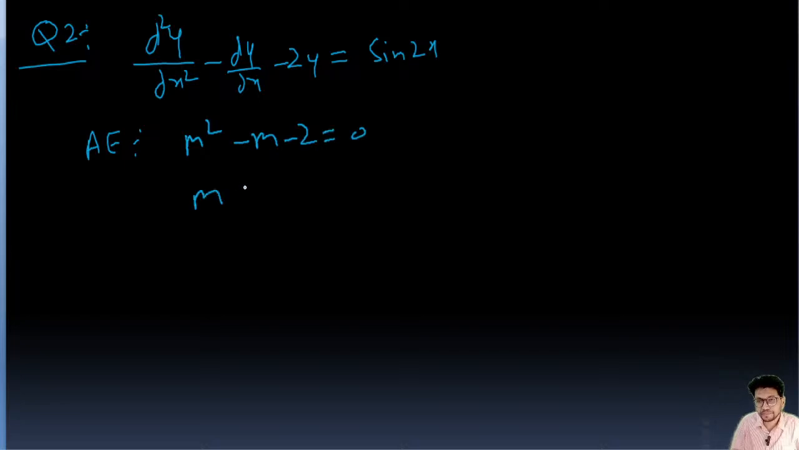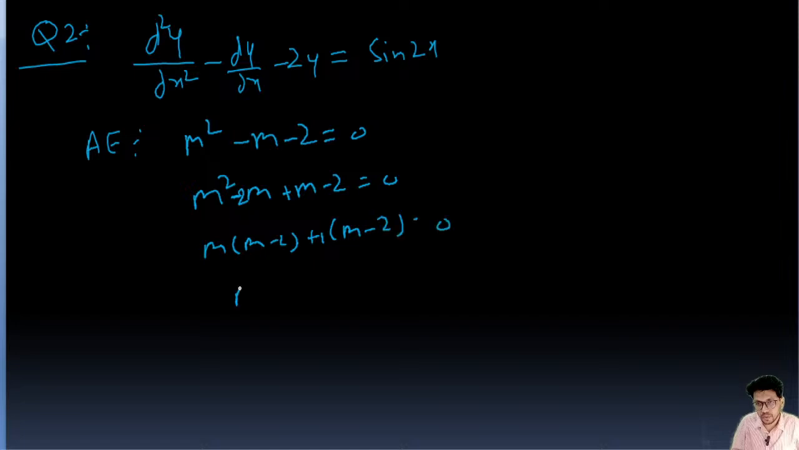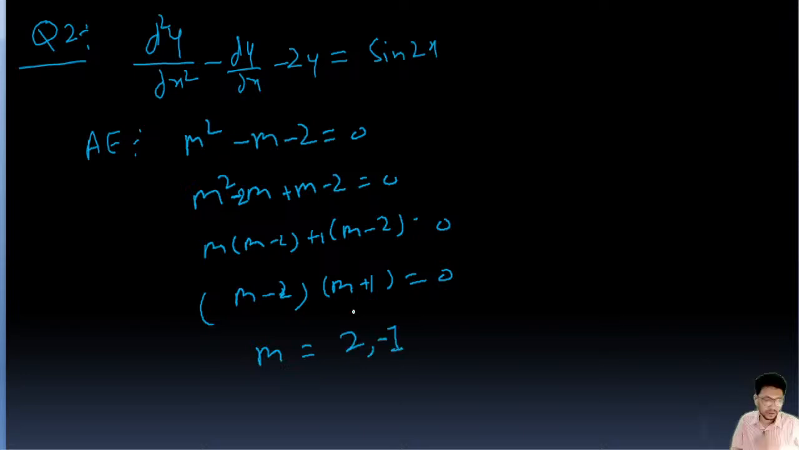So we will factorize it: m² minus 2m plus m minus 2 equal to 0. Taking m common, m(m minus 2) plus 1 common, (m minus 2) equal to 0. So (m minus 2)(m plus 1) equal to 0. So the value of m is going to be 2, minus 1.